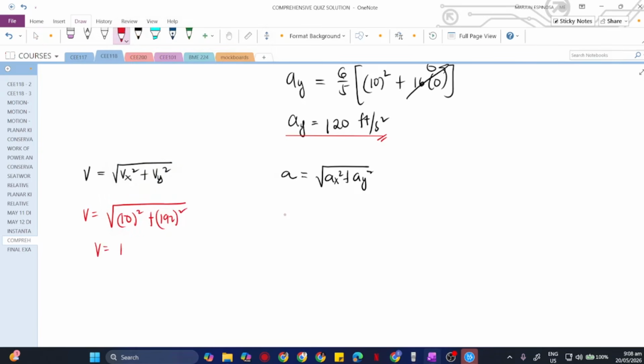So, that would give us 192.26. So, velocity natin is 192.26. So, that is feet per second. So, yan yung sagot natin for this problem. For velocity lang ha.